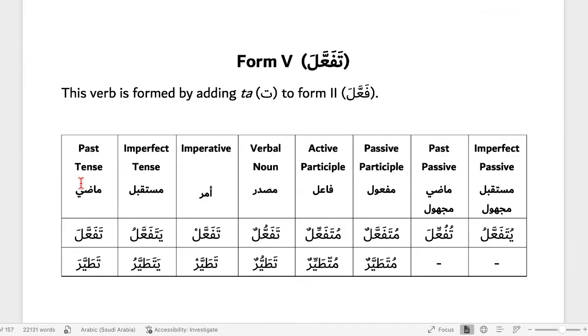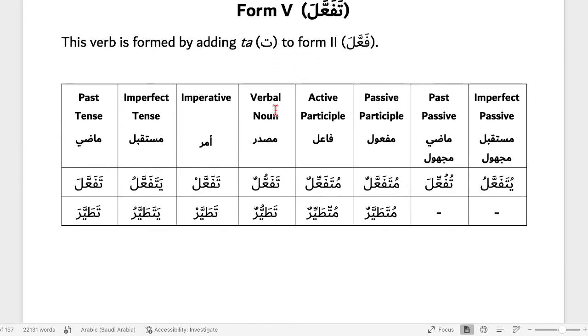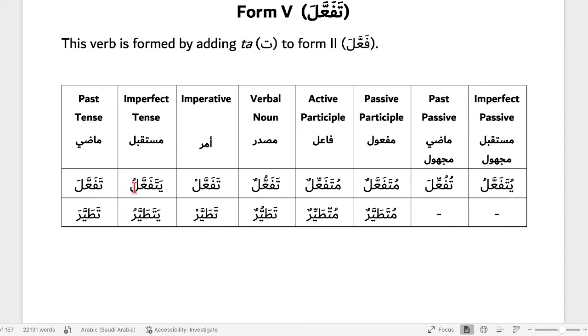Form 5, like I said before, this verb form is from ta. If you add ta before the second form, it becomes form 5. 2 plus 3 is 5. Tafa'ala yatafa'alu. So this is the pattern of form 5. Tafa'ala yatafa'alu, tafa'al, tafa'ulun, mutafa'ilun, mutafa'alun, tufu'ila, yutafa'alu.